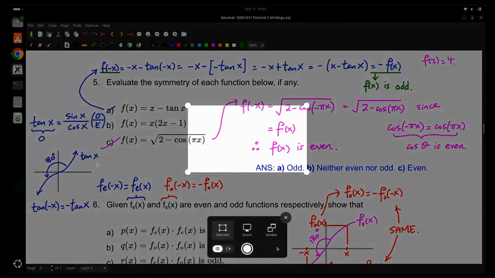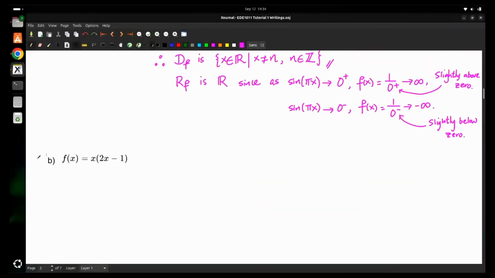5B, you try it? Okay, maybe I do here. So it's the same procedure. You have f of minus x equals minus x times 2 times minus x minus 1. So that's going to give you minus x times minus 2x minus 1. Okay? So if you try to manipulate this, you can factorize out a minus 1 from the bracket inside. So therefore this really can be simplified to x times 2x plus 1. So you go from x times 2x minus 1 to x times 2x plus 1.